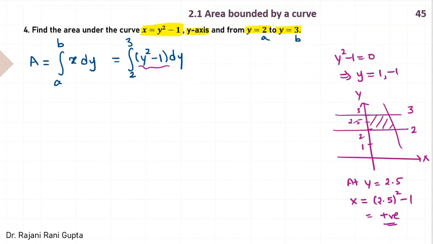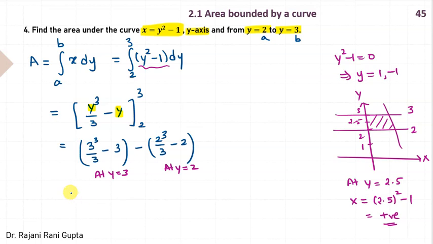So then just integrate. Integration of y square minus 1 is y cube over 3 minus y. Limits are from 2 to 3. Substituting the limits, this gives you the final answer as 16 over 3. You may write the answer in the decimal form. Okay. So the concept is similar to what we did for y equal to f of x. Just you need to identify accordingly.